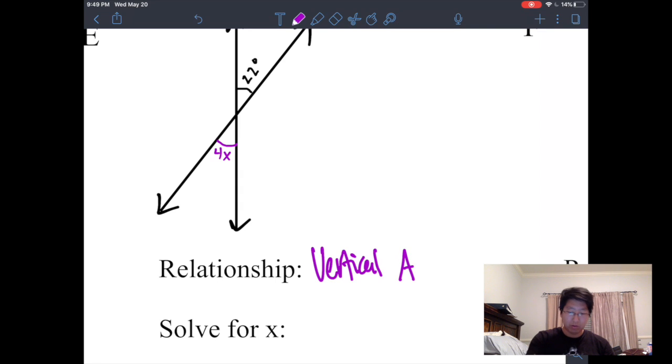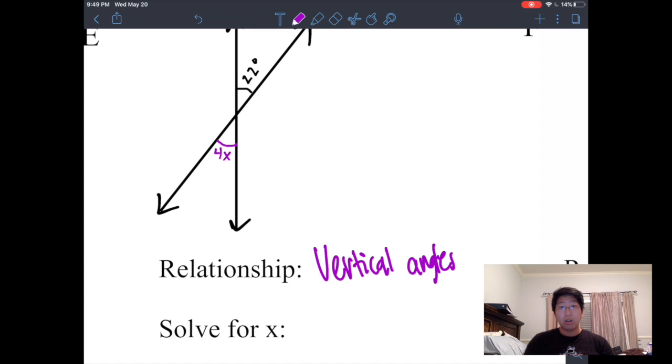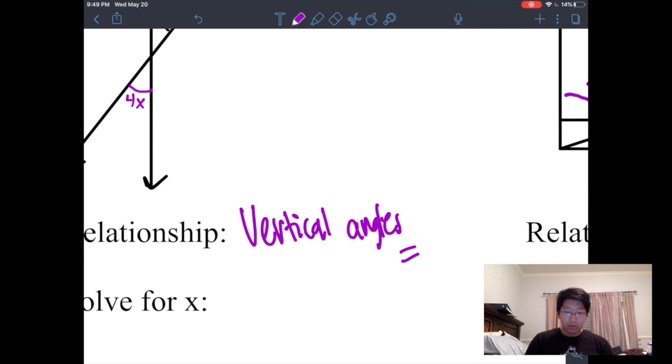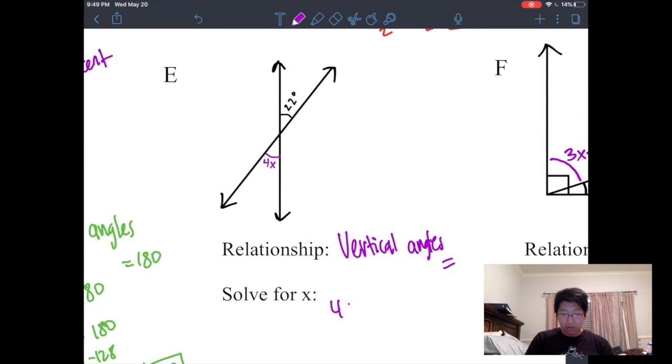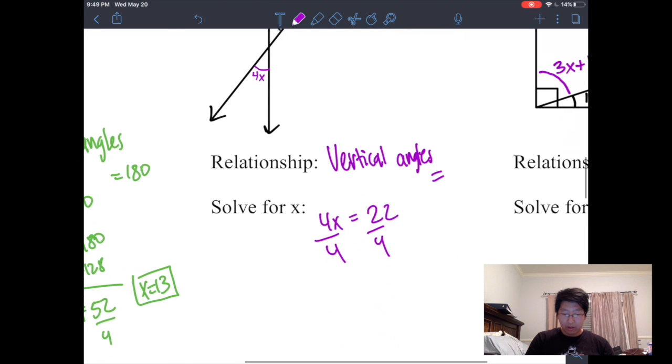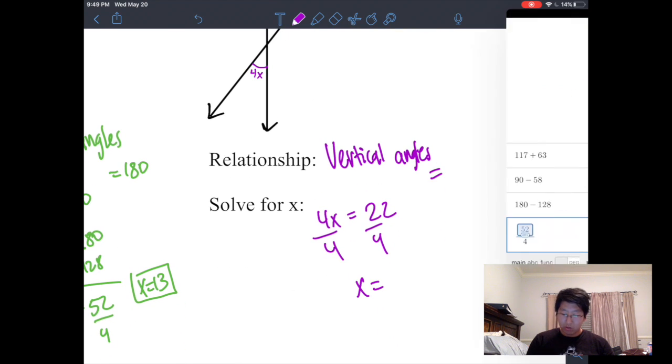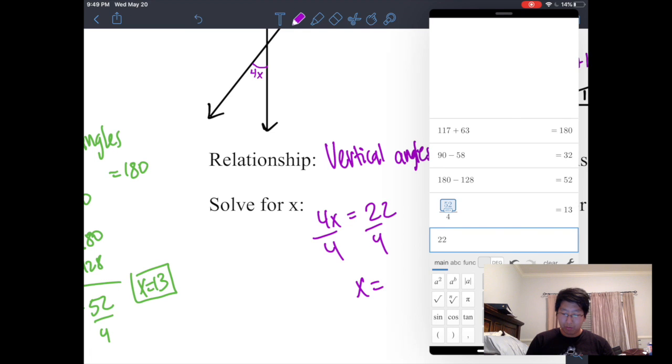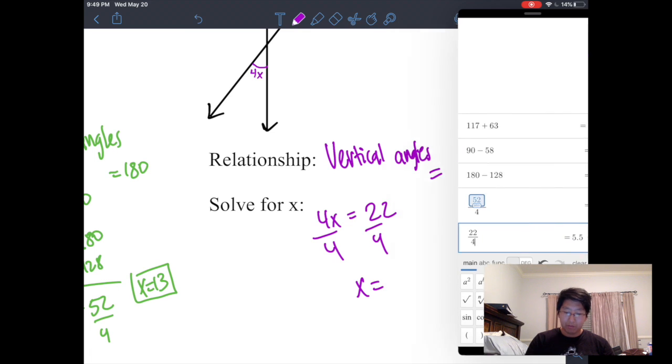oh, that's no bueno. Rewrite that. Vertical angles, right? And when we have vertical angles, they are congruent, okay? So I'm going to say that they are equal. 4x equals 22, divide both sides by 4, and x equals 22 divided by 4, which is 5.5.